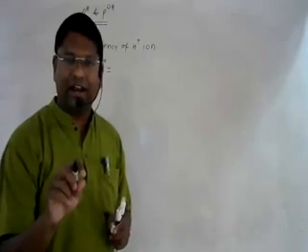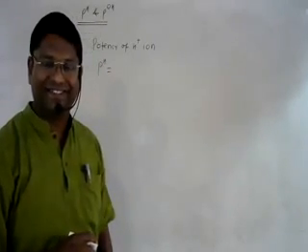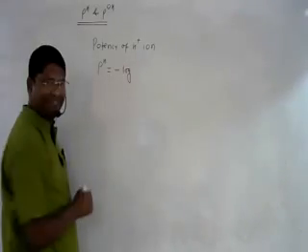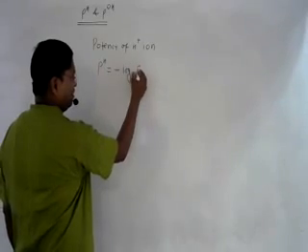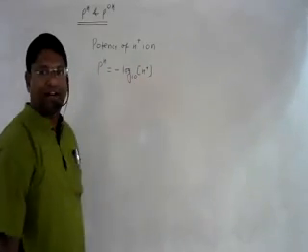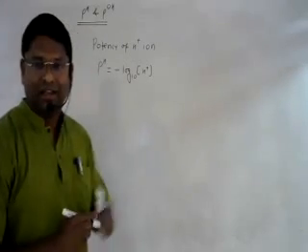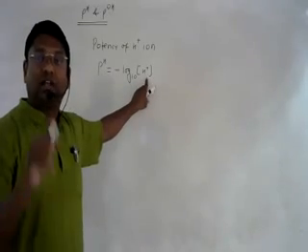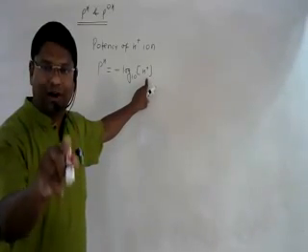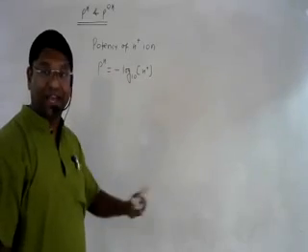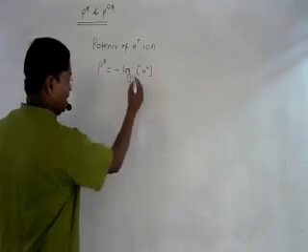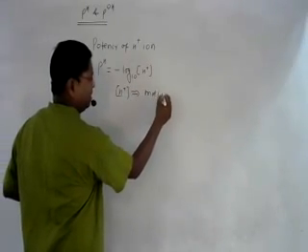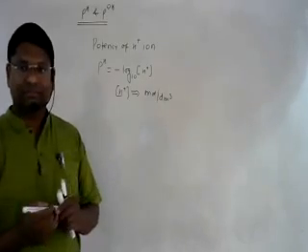How it is calculated is its definition. Negative logarithm to the base 10 of hydrogen ion concentration is called as pH. And see, this H positive ion concentration must be in moles per dm cube. This is pH.